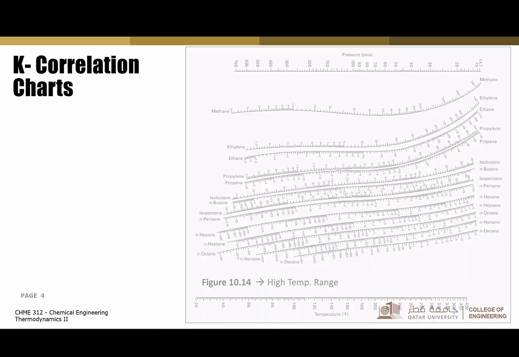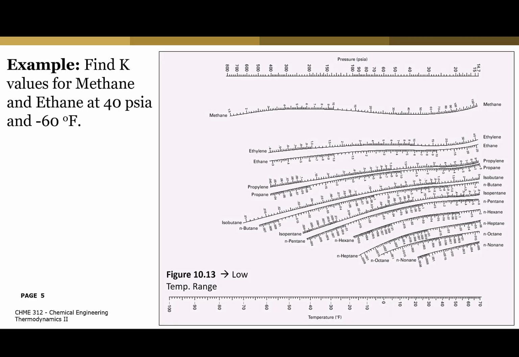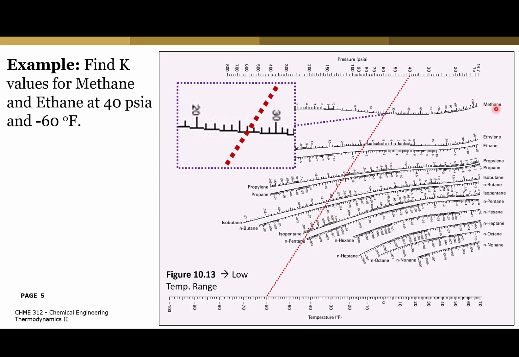So as an example, let's see this example here. I want to find K values for methane and ethane at 40 psi absolute and negative 60 Fahrenheit. So what do I do? I'm going to draw a line from the temperature of negative 60 to the pressure of 40. This is a straight line from here to here. 40 is given here, negative 60 is given here. Then I go to my material. Methane is the first one. I zoom in on where it intercepts with the line of methane, and I read the value. So what's the value here?